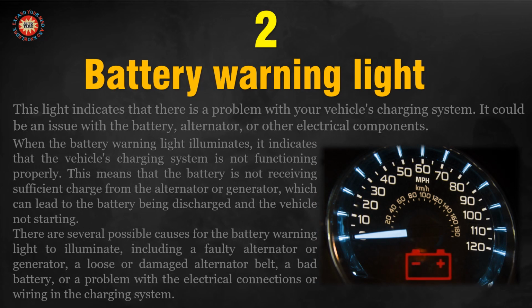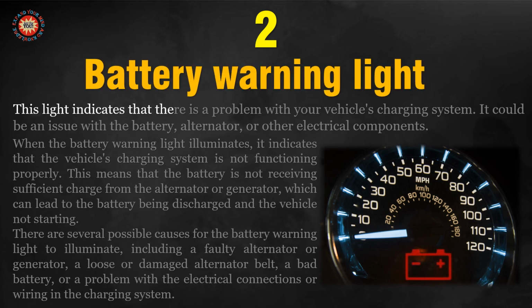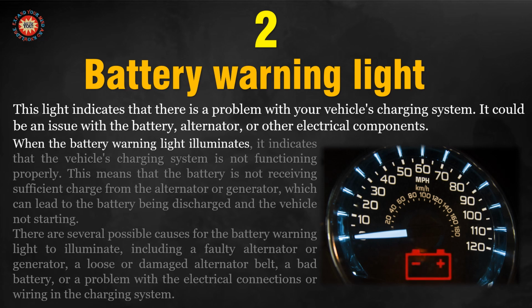Symbol 2. Battery warning light. This light indicates that there is a problem with your vehicle's charging system. It could be an issue with the battery, alternator, or other electrical components. When the battery warning light illuminates, it indicates that the vehicle's charging system is not functioning properly.